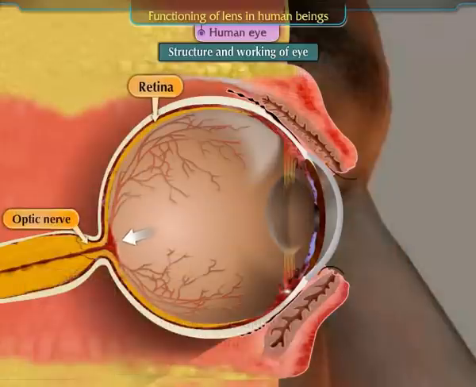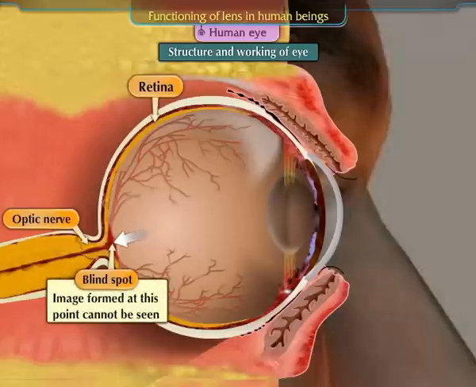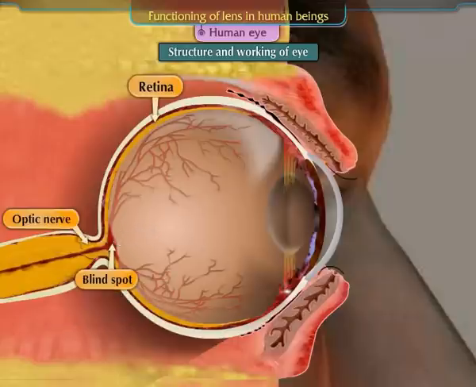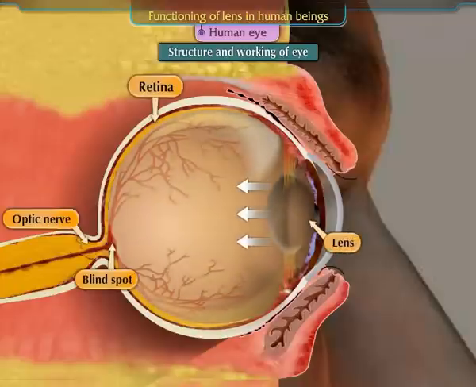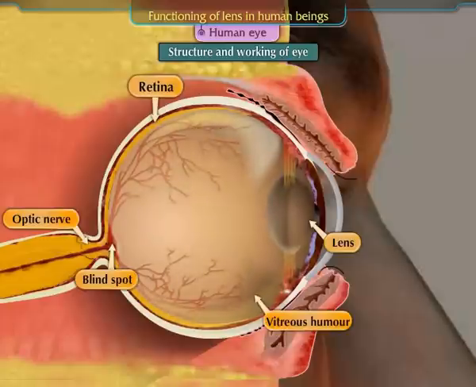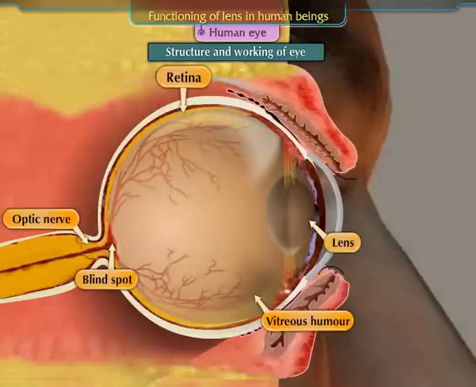A point where the optic nerve enters the eye is called the blind spot. Image formed at this point cannot be seen. Majority of the portion of the eye, that is, the region behind the lens and in front of the retina, is filled with liquid-like material, mostly water, called the vitreous humor.